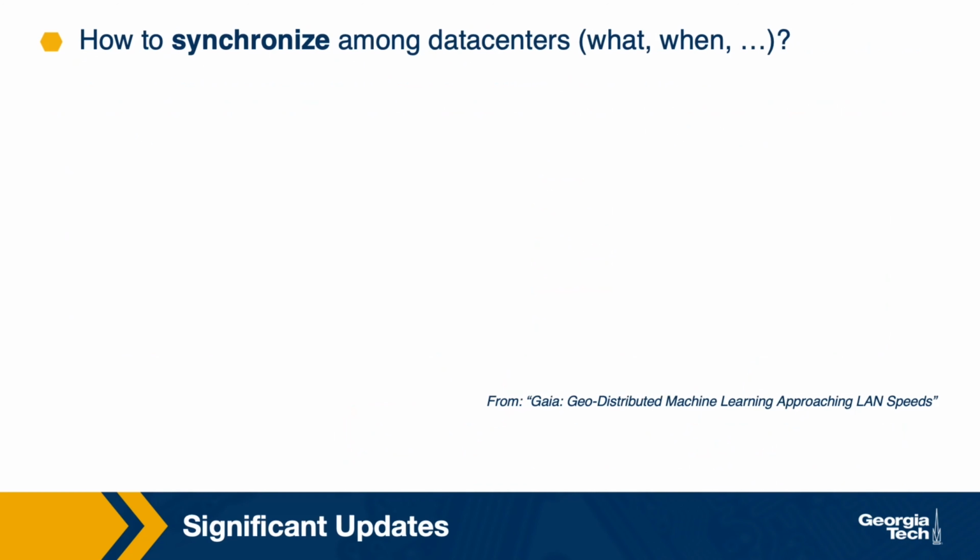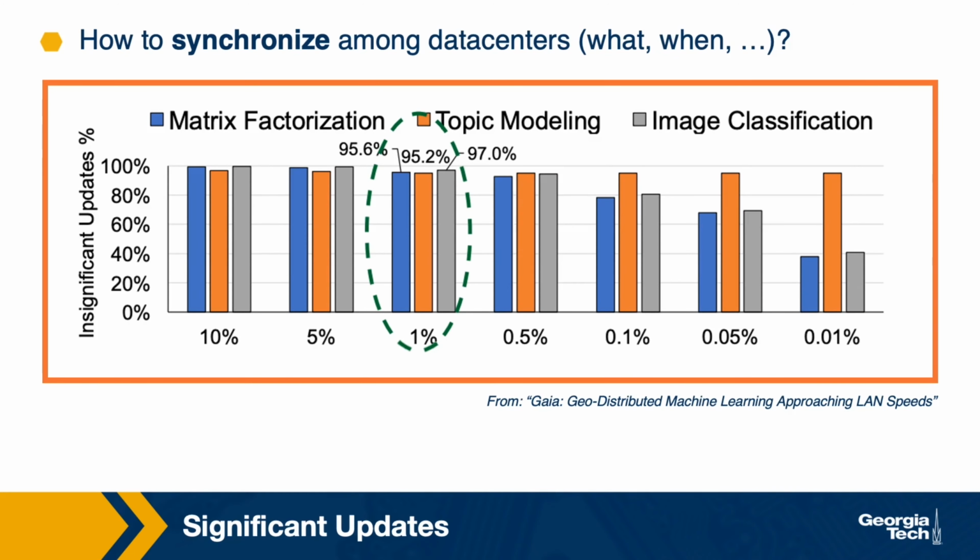Now, how do we decide when and how to synchronize among data centers? We don't want to just randomly make some decisions of when and which data to exchange during the remote sync. Fortunately, during an iteration of the learning process, not all of the model parameters change. And even when we look at the parameters that do change, not all of them change by the same amount.